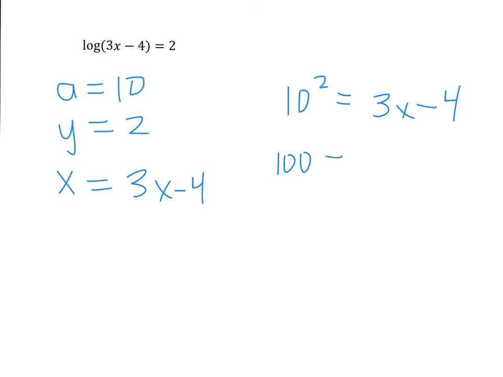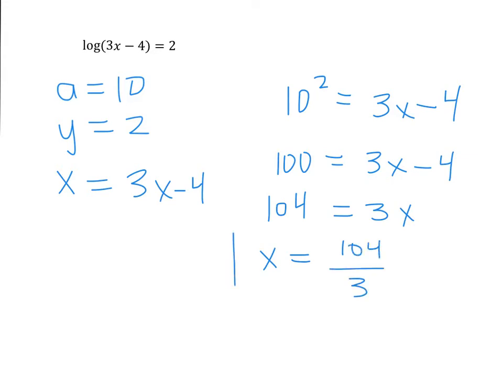10 squared is 100. Equals 3x minus 4. Add 4 to both sides. 104 equals 3x. We get x equals 104 over 3.